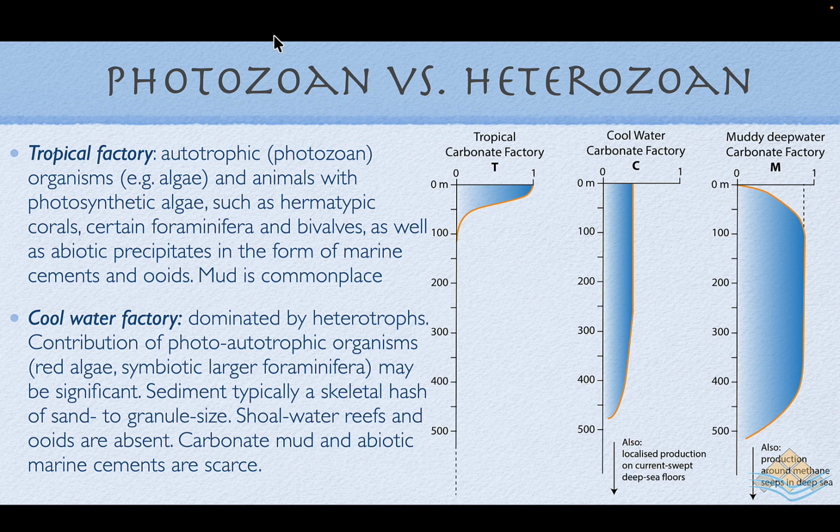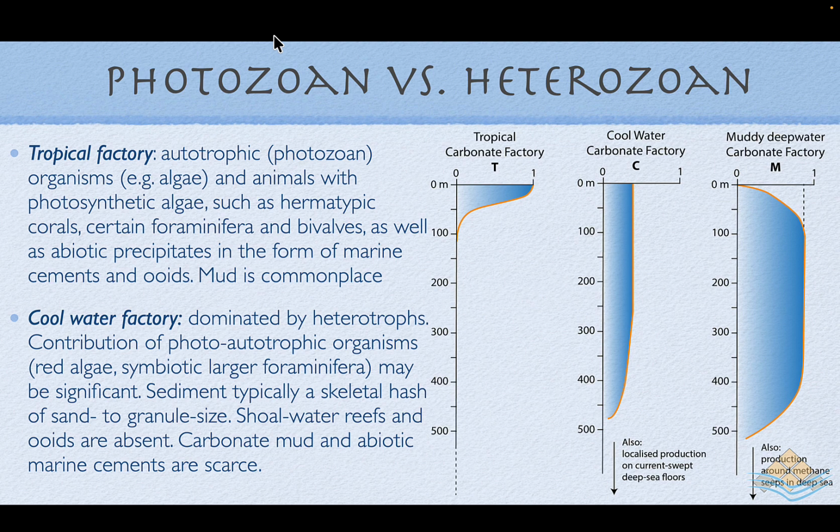Today we also have what's known as the temperate or the cool water factory, which is dominated by the heterotrophs, things that eat things. In that association, we can also have photoautotrophic organisms, the red algae and the symbiotic larger forams, extending to greater depths than we see the corals, and they can be quite significant components. But typically within that cool water carbonate association, we're seeing sediment dominated by sand to granule-sized skeletal hatches, and the phototropic shoalwater reefs and also the ooid shoals tend to be absent. Likewise, abundant carbonate mud and abiotic marine cements are not all that common in that heterozoan-dominated cool water factory.